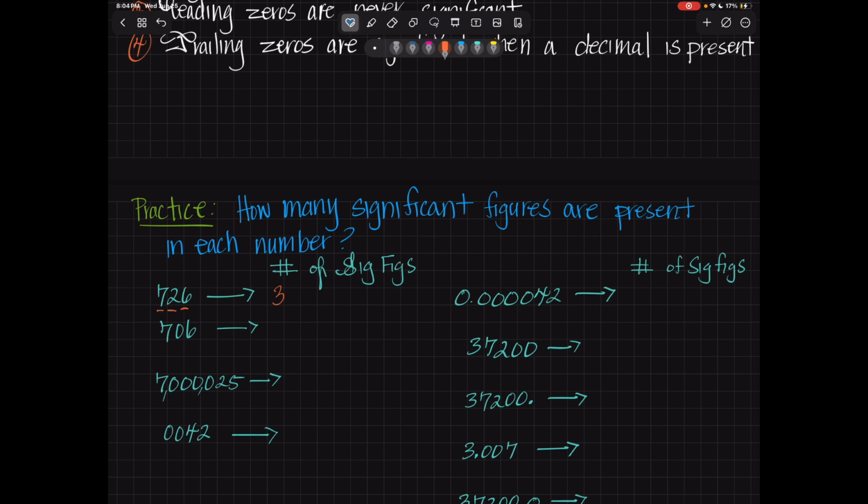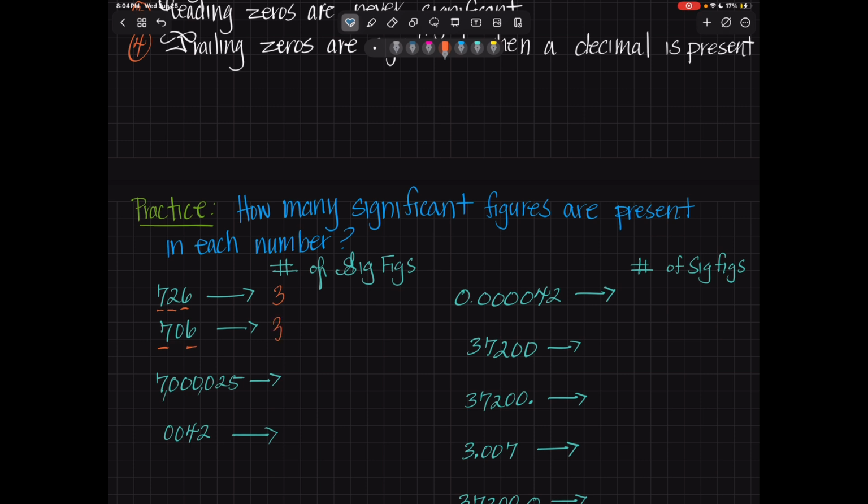How about 706? There are 2 non-zero numbers, and the only zero is sandwiched in between 2 non-zero numbers, which is right here and here. And since it's between 2 non-zero numbers, it is significant. So that would make the significant digits be 3.